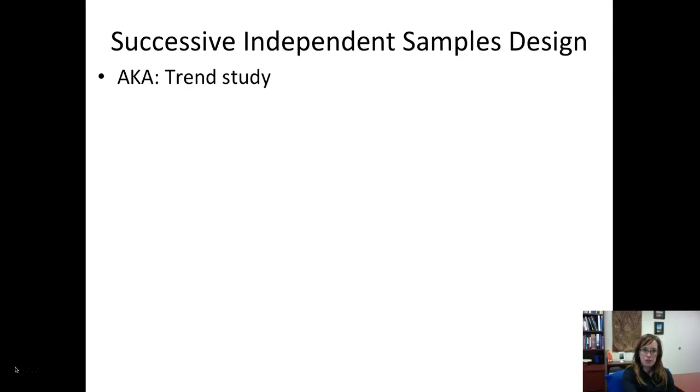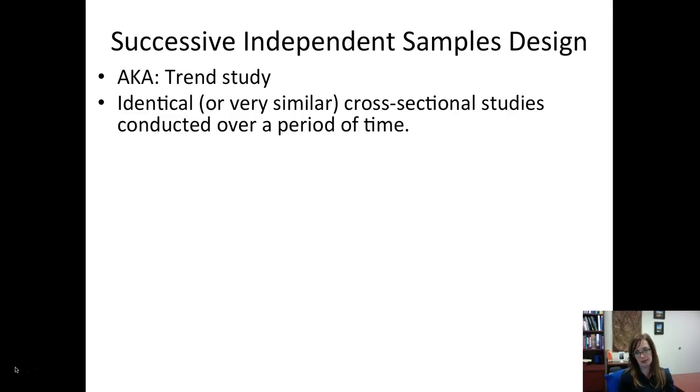So another design is a successive independent samples design. Some people call this a trend study. This is very similar to cross-sectional studies, but these are conducted over a period of time. So a cross-sectional survey, and then again in 4 years, that same cross-sectional survey with a different group of people, and then again in 4 years.